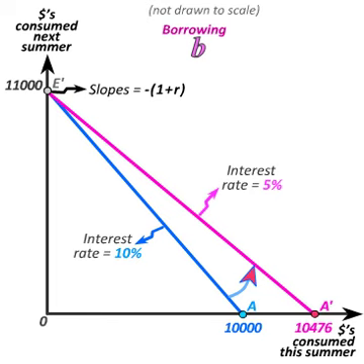You can check for yourself that if you multiply 10,476 by 1.05, you'll get $11,000. In other words, if you consume bundle A prime and you consume $10,476 now, you'll be able to pay back all of what you borrowed plus the interest, but you'll have nothing left over for consumption next period.